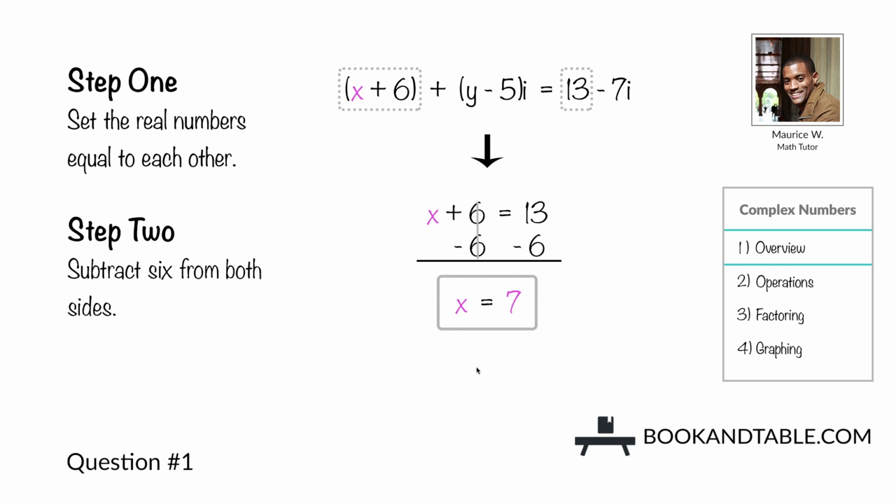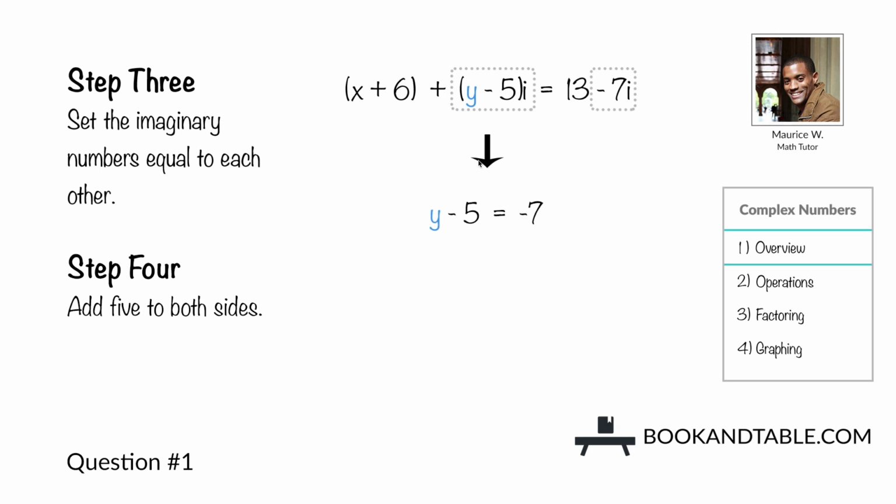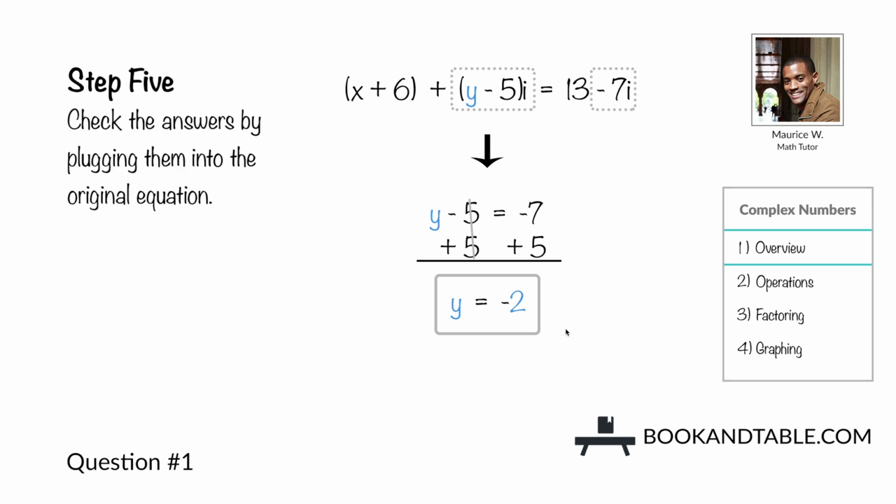So we solve for x, and now we can solve for y by setting the imaginary numbers equal to each other. So that gives us y minus 5 is equal to negative 7. We can leave the i's out. And now we can solve for y by adding 5 to both sides. Negative 7 plus 5 gives us negative 2. So we wind up with y is equal to negative 2. So now we know x is equal to 7 and y is equal to negative 2.